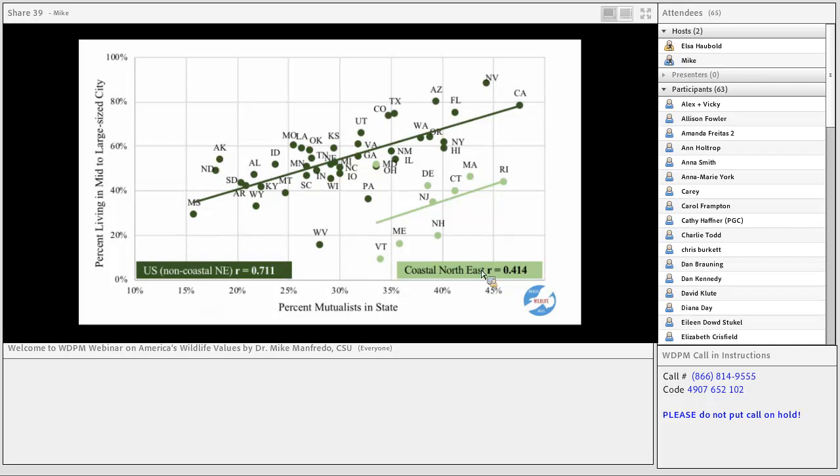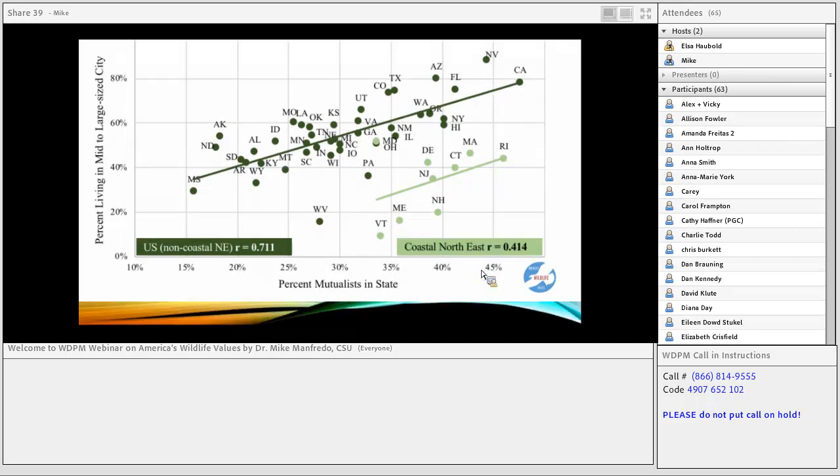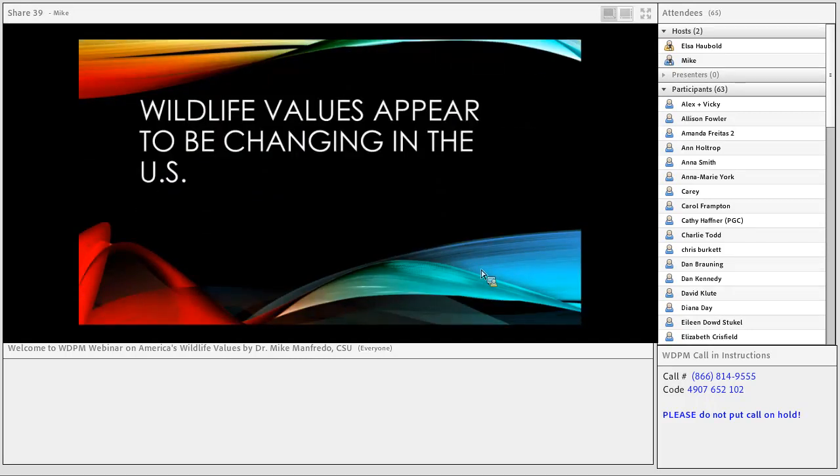I'll point out that the Northeast was a little different in how people responded because of the high density and how people perceive themselves as living in a large city or not. So we pulled those out as a separate analysis. As you can see, coastal Northeast is different than the rest of the U.S., but they all show the same thing: as urbanization increases, so does the percent of mutualists in the state. So there's the two pieces of evidence, and I could show you a lot more of these kinds of graphs, but I promise you they're all going to show you the same thing. Education is going to show you the same thing. And this is our evidence that modernization is having this effect on wildlife values.